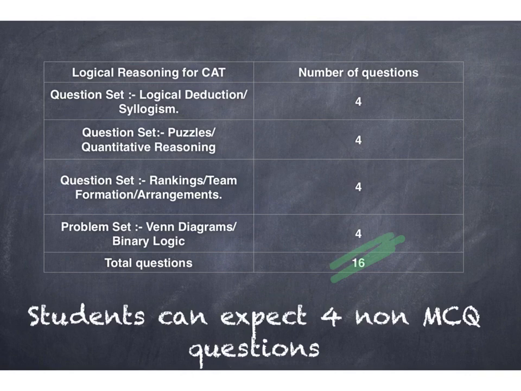Yes. In CAT examination, logical reasoning comes with DI. DI-LR is one section. Data interpretation got 16 questions and logical reasoning got 16 questions. Students can expect 4 non-MCQ questions in this examination. Why I've mentioned that way, that means out of these 16 questions, for 4 questions you are not going to get options. You have to type in the answer.